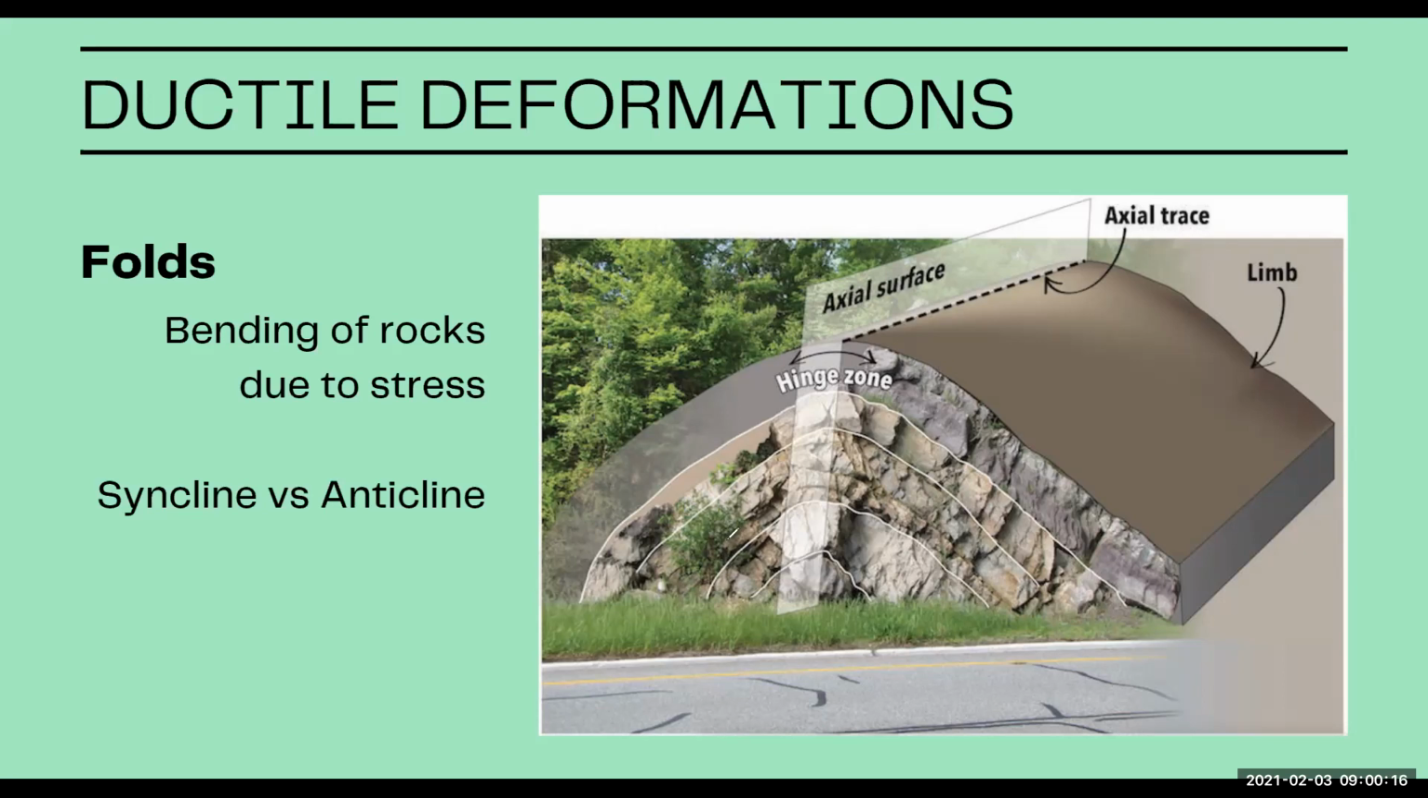Okay? Yung axial surface is simply yung plane na naghahati doon sa hinge zone natin. Okay, naghahati doon sa hinge zone natin. Yung axial trace is yung line na parallel doon sa surface. Tapos yung limbs naman is basically yung pinaka parang curvature doon sa folds. Okay? So yun yung sa limbs natin.